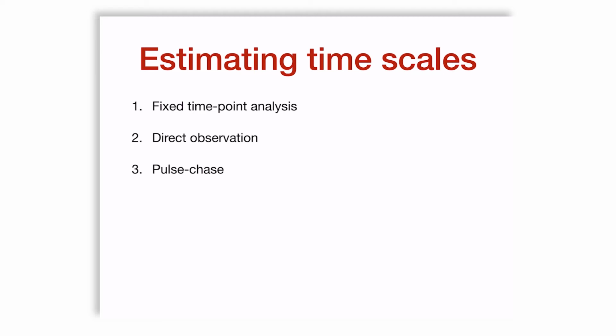In order to estimate, to measure the time it takes a process, similar to the question that we asked earlier about measuring the numbers, we need techniques. One of the techniques is called fixed time point analysis. I showed you an example with cell migration. The second is direct observation, and third is pulse chase. These are the 3 typical methods that have been used vastly across biology to quantify.